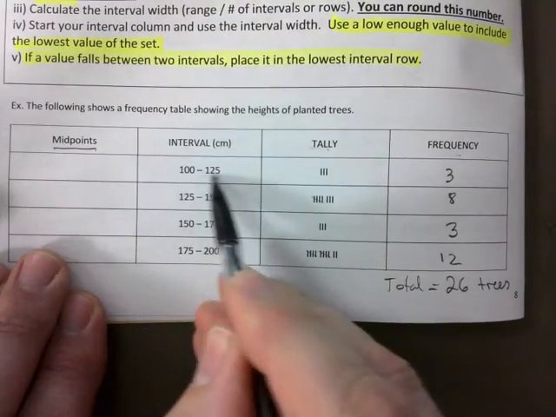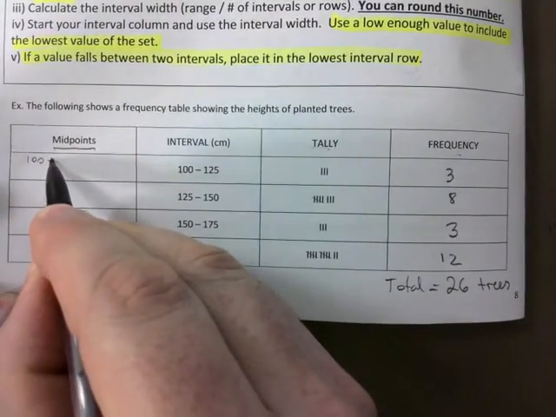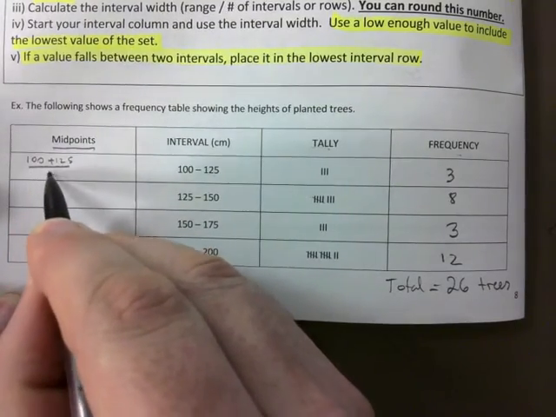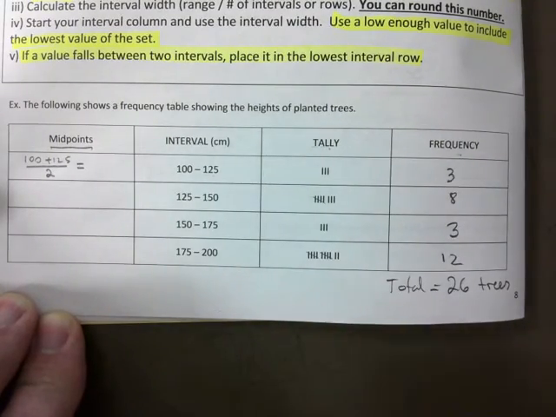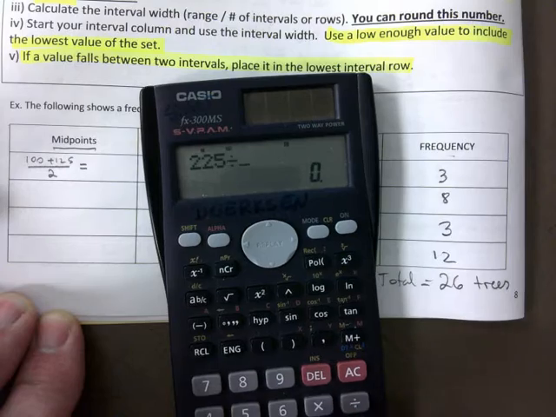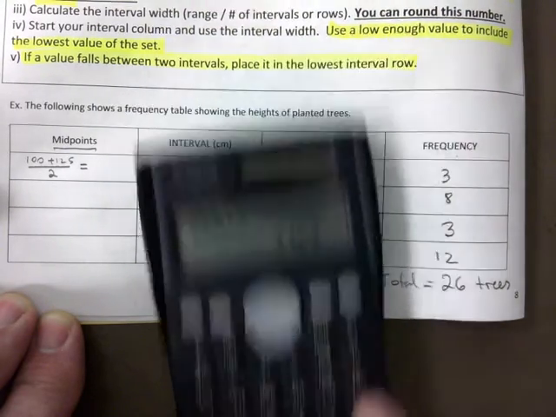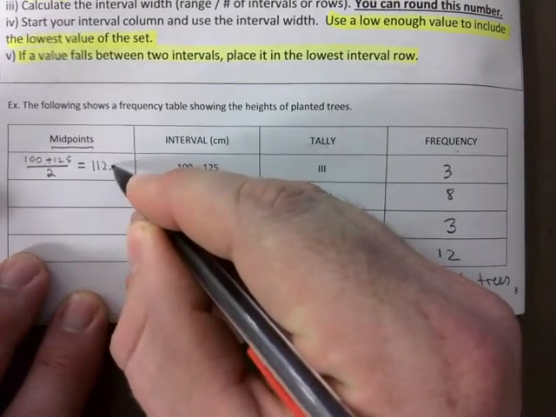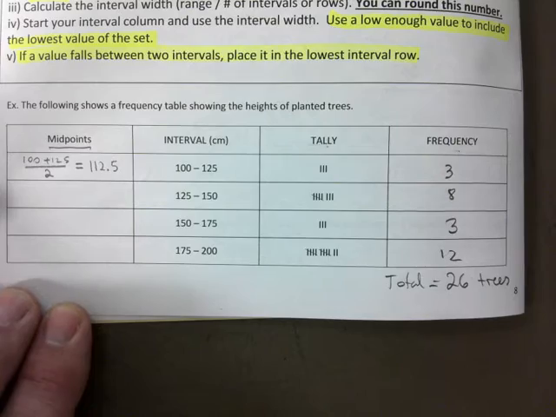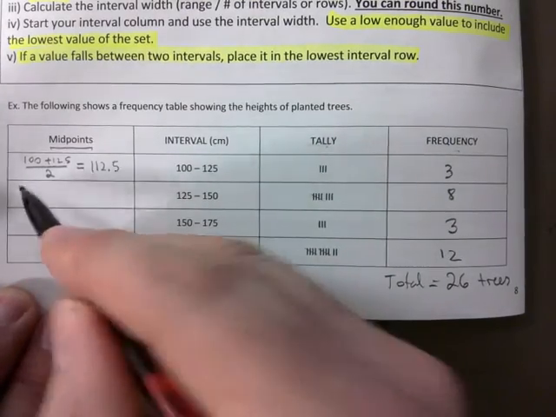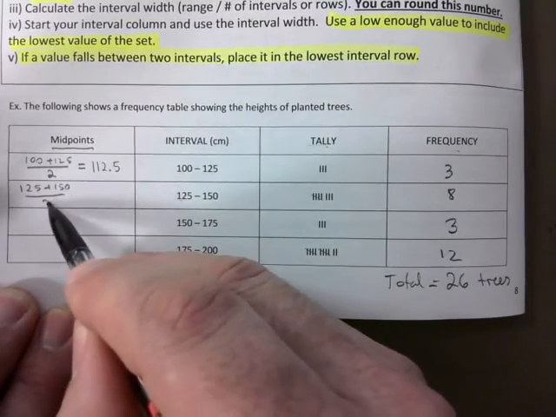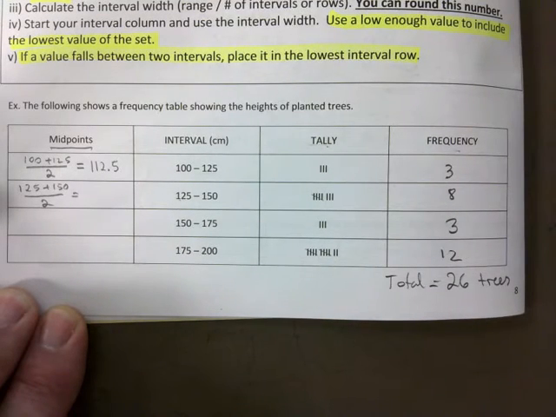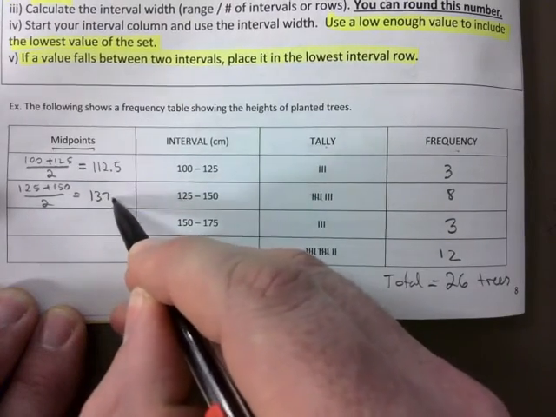So the midpoint between these two would be 100 plus 125 divided by 2. Doesn't that look like axis of symmetry? Almost, right? So that would be 225 divided by 2. That's 112.5 centimeters. And let's see if you see a pattern here. You take this interval, 125 plus 150, and you divide that by 2. That gives you 275. Make sure you add up, hit equals, then divide by 2. That's 137.5.